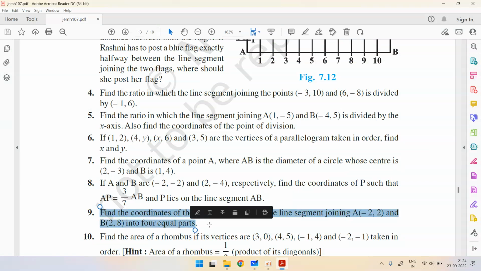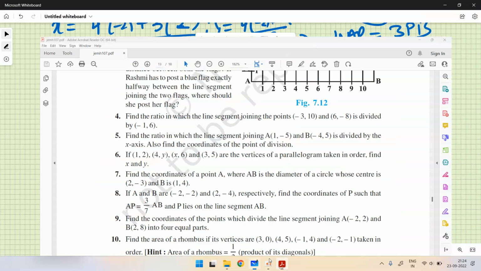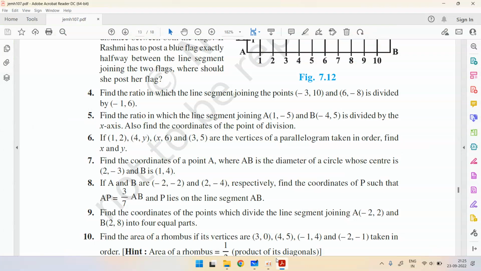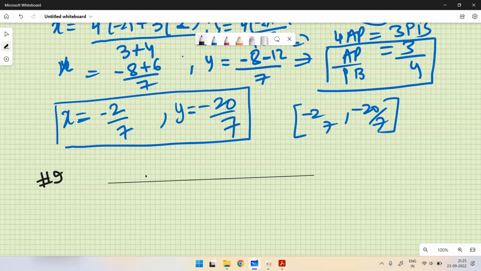Find the coordinates of the points which divide the line segment joining these two points into 4 equal parts. 4 equal parts means you need to find these 3 coordinates. I'm not solving question number 9, but I will just show what it means. 4 equal parts means there will be 3 points, and all the parts will be equal: 1, 1, and this is also 1.